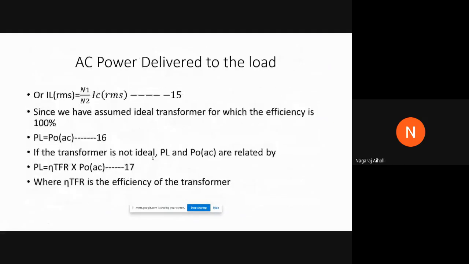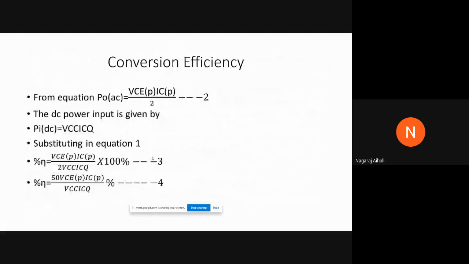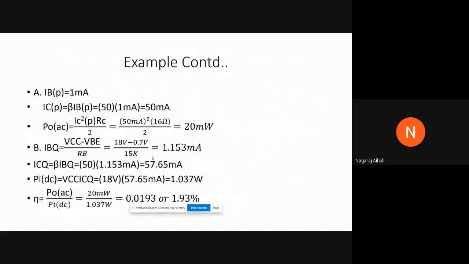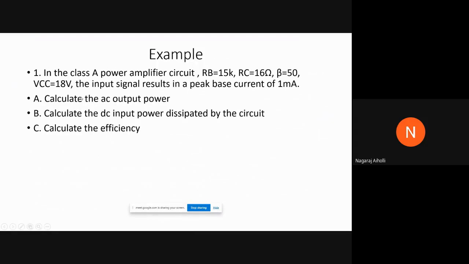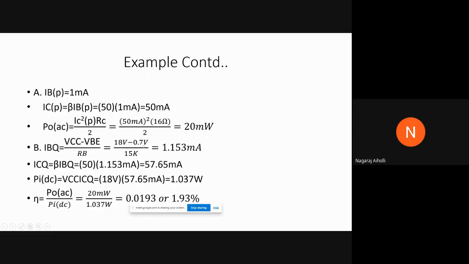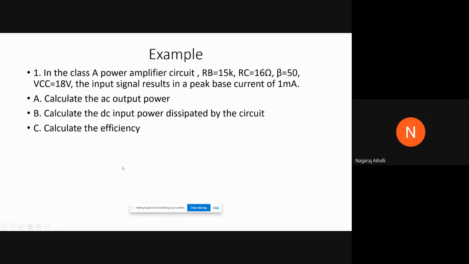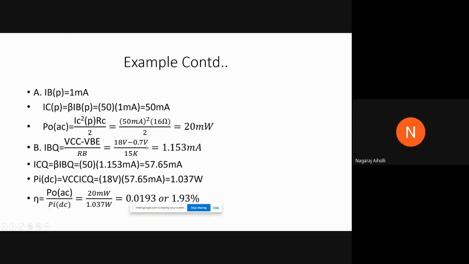So find the value of IBQ using the equation VCC minus VBE by RB. VCC is given, it is 18 volt. Then VBE is 0.7 volt, divided by RB. RB is also given, it is 15 kilo ohms. If we simplify this, then we get the value of IBQ, the base current at the quiescent point or operating point, as 1.153 milliampere.